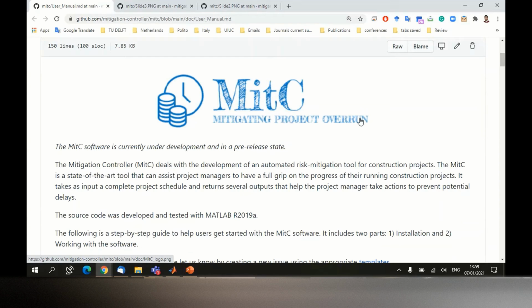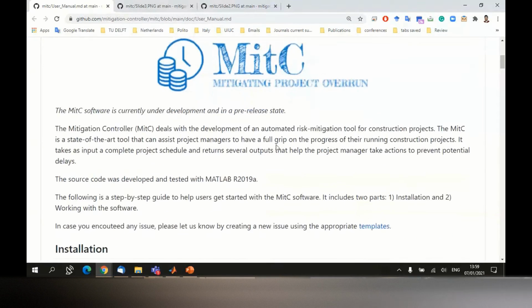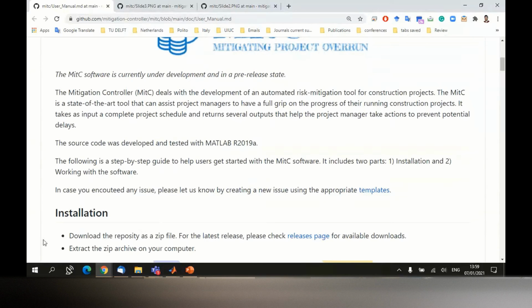So this is the manual of the mitigation controller that you received from Wood. It's divided into two different sections. The first one is the installation, which you already did, and the second one is the working with the software section, which we are going to go over in a bit more detail today. This is just a description of the mitigation controller and what it does.